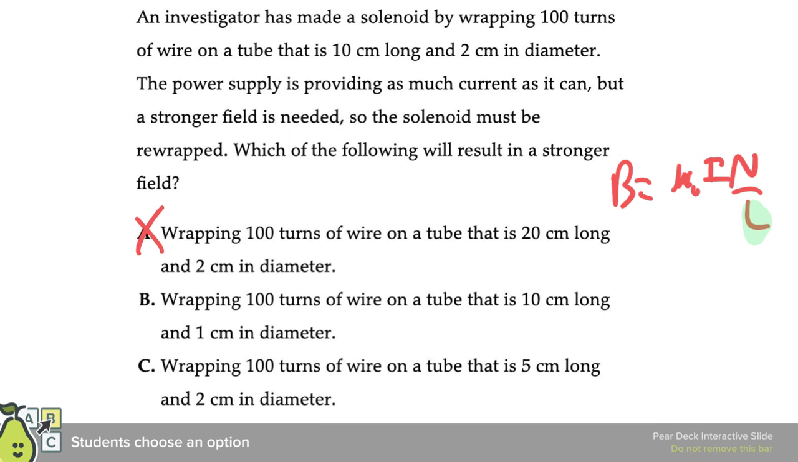Wrapping 100 turns of wire on a tube that's 10 centimeters long and 1 centimeter in diameter. Well, we haven't changed L, and we haven't changed N, and we know there's only two things that matter, so that one's out. So by process of elimination, it must be this one, and that's because we made the tube shorter, which makes the field more concentrated, so we get more.